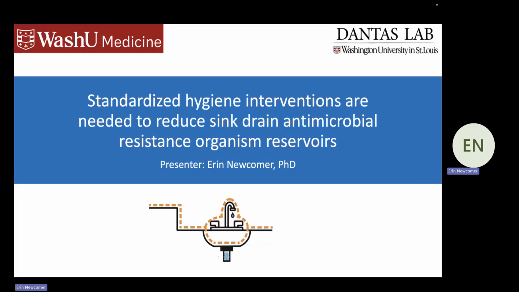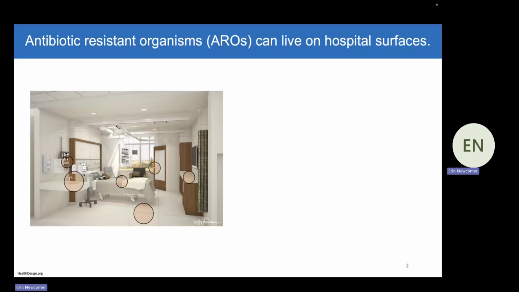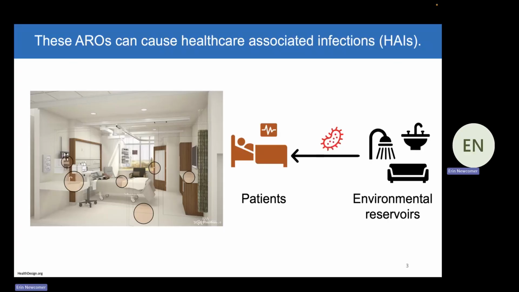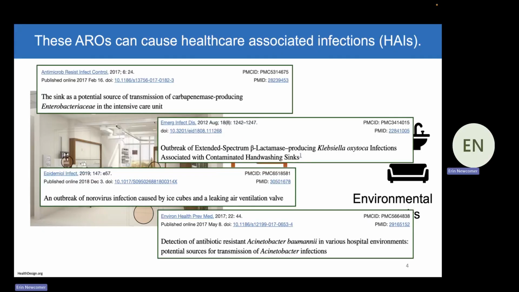Today I'll be discussing how standardized hygiene interventions are needed to reduce sink drain antimicrobial resistant organism reservoirs. We'll start with a little bit of background. Antimicrobial resistant organisms, or AROs, can live on different hospital surfaces, and when they live on these surfaces or environmental reservoirs, they can transmit to patients and cause healthcare associated infections in those patients. This has been frequently reported in literature, particularly related to reservoirs surrounding sink drains, hand washing sinks, or water sources in hospital systems.